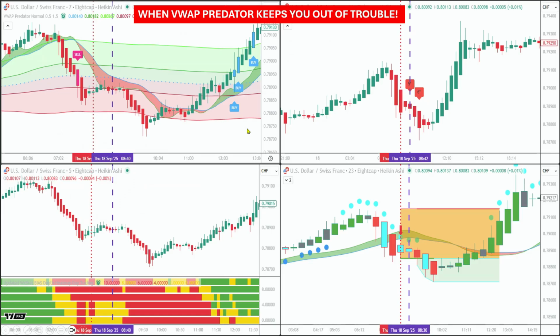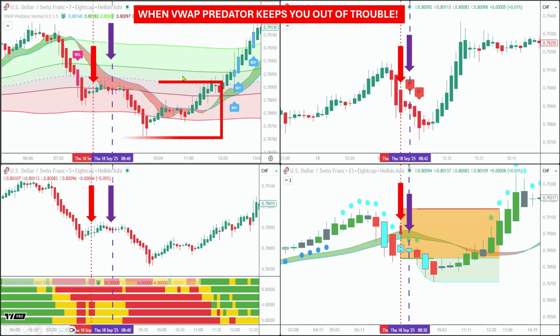So when VWAP Predator keeps you out of a trade and keeps you out of trouble, this is an important factor as well. We can see here that our anchor strategy down on the bottom right, 23-minute on this US dollar Swiss franc, comes in, and that's one part of that confluence. Then top right we have the XPRAT algo that comes in as well, so that confluence is building. However, we get no VWAP Predator signal after the anchor strategy. There is no signal to say that momentum is going. In fact, the only signal that the VWAP Predator gave was before the anchor strategy.